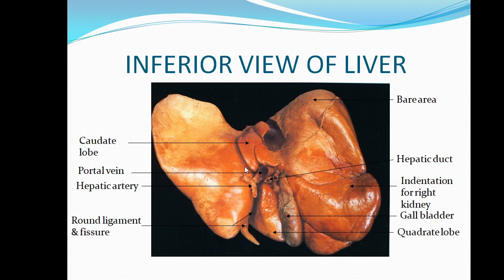Now, this is the porta hepatis, through which pass the hepatic artery, the hepatic ducts, and the portal vein. This is the quadrate lobe. This is the ligamentum teres, or the round ligament. Now, this is the gallbladder, which you can see present in the gallbladder fossa.